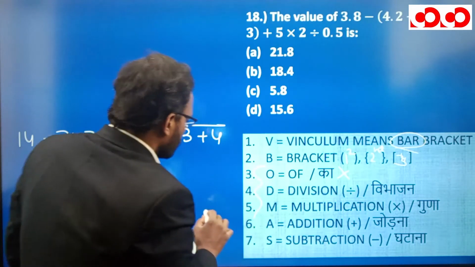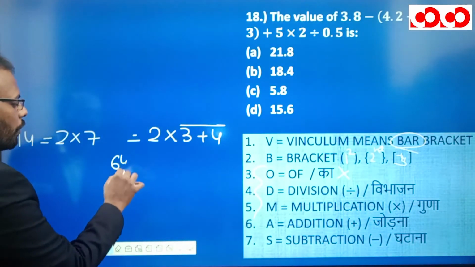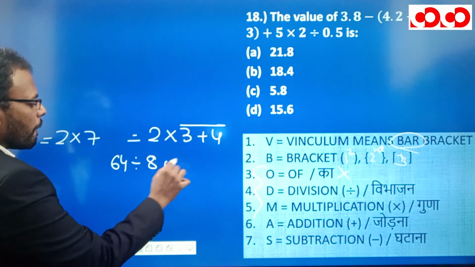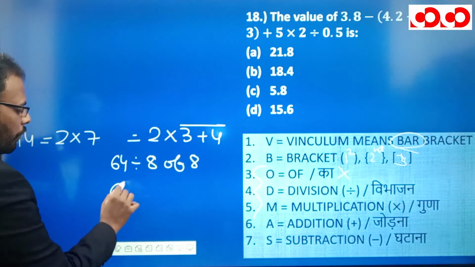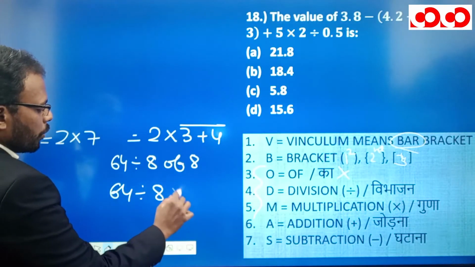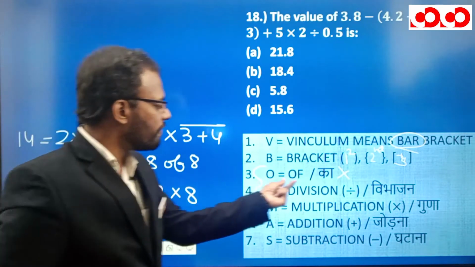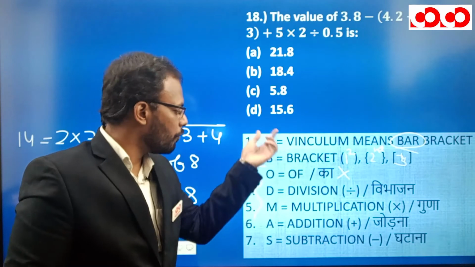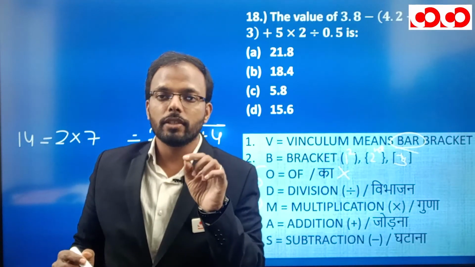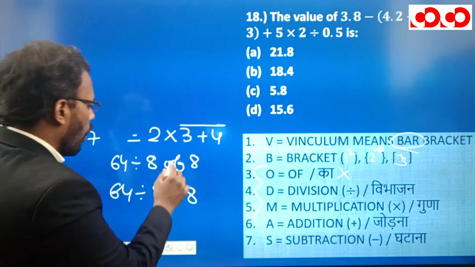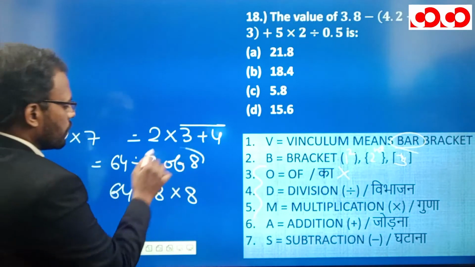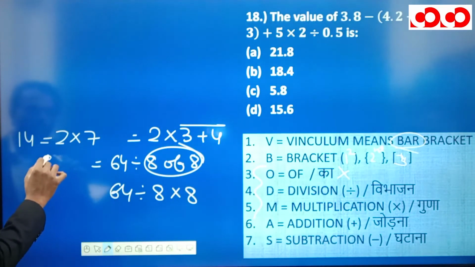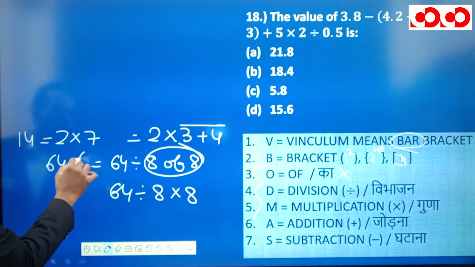However, if I am saying 64 divided by 8 of 8, I said of means multiplication. However, of comes before division in VBODMAS. So if there is of and divide, you will do of first. So the answer for this is, first you will multiply it. It is going to be 64 divided by 64, which is equal to what?